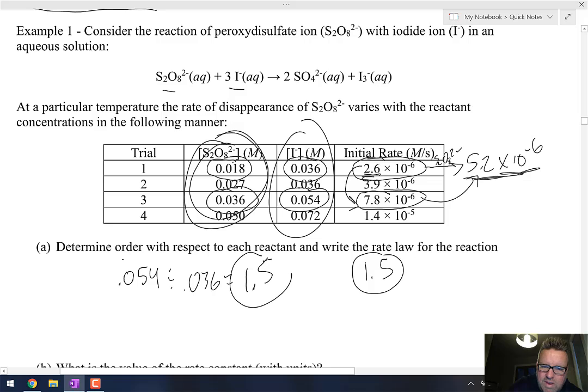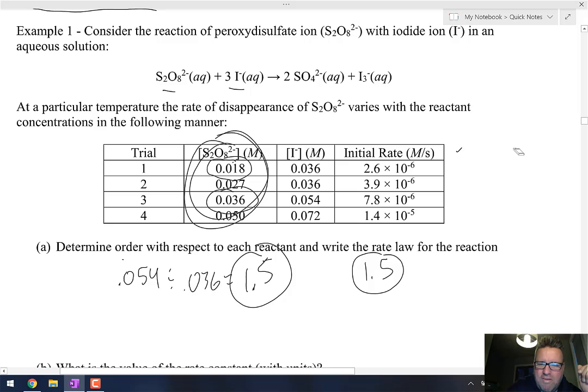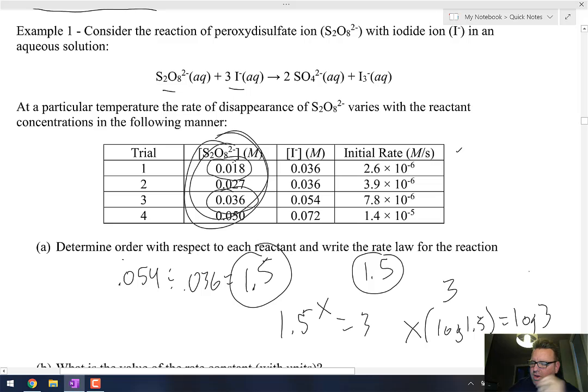And if the concentration goes up by 1.5 and the rate goes up by a factor of 3, 1.5 raised to what power equals 3? There really isn't one. Again, what you would do is go x times the log of 1.5 equals the log of 3, and then in your calculator, you'd go log of 3 divided by the log of 1.5. I have to put parentheses around that 3.